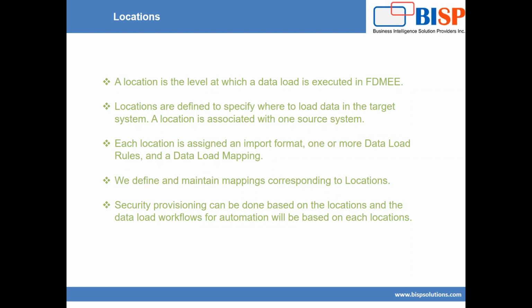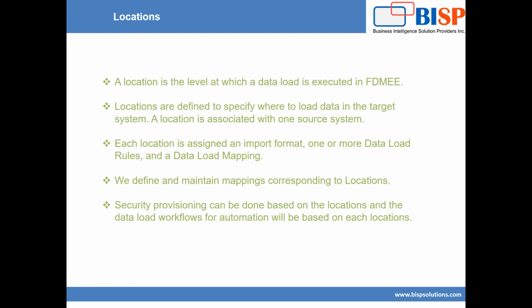Okay, so they basically bind these source and target systems, and each location has its own mappings, import formats, and data load rules. So we maintain the mappings inside a location, and we can also do security provisioning based on the location. So location has a wide variety of usage, and the most important usage is that it acts as a repository for the storage of mappings. So inside a location, we can store different sets of mappings based on the number of dimensions that we have in the target application.